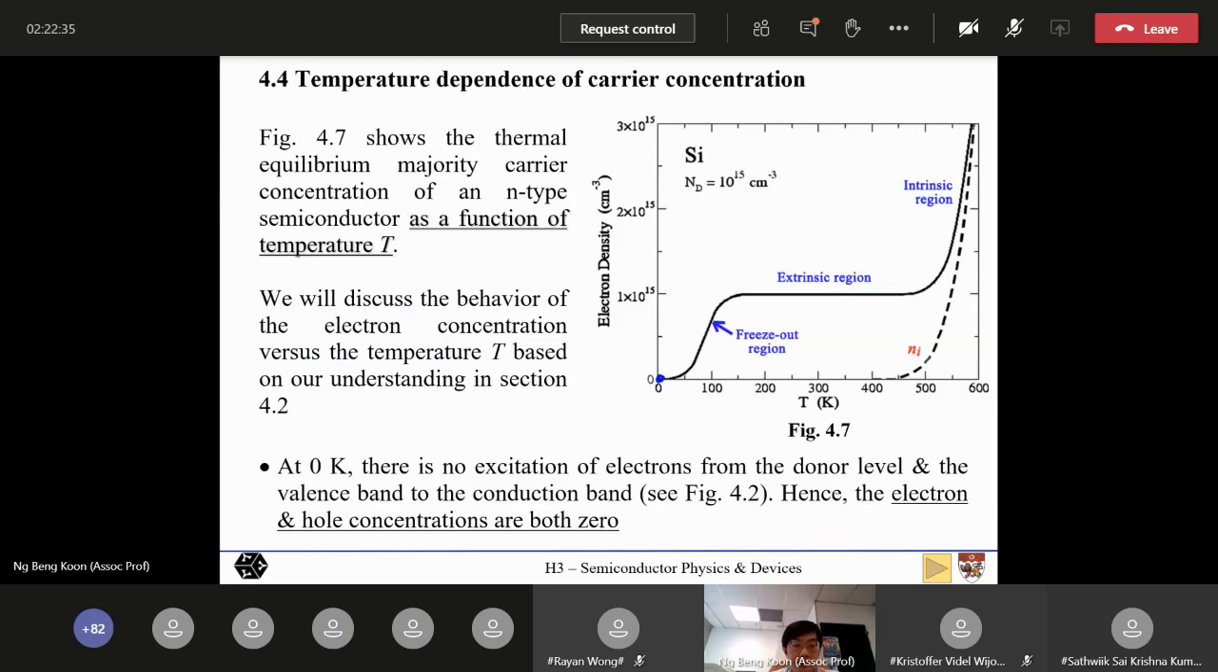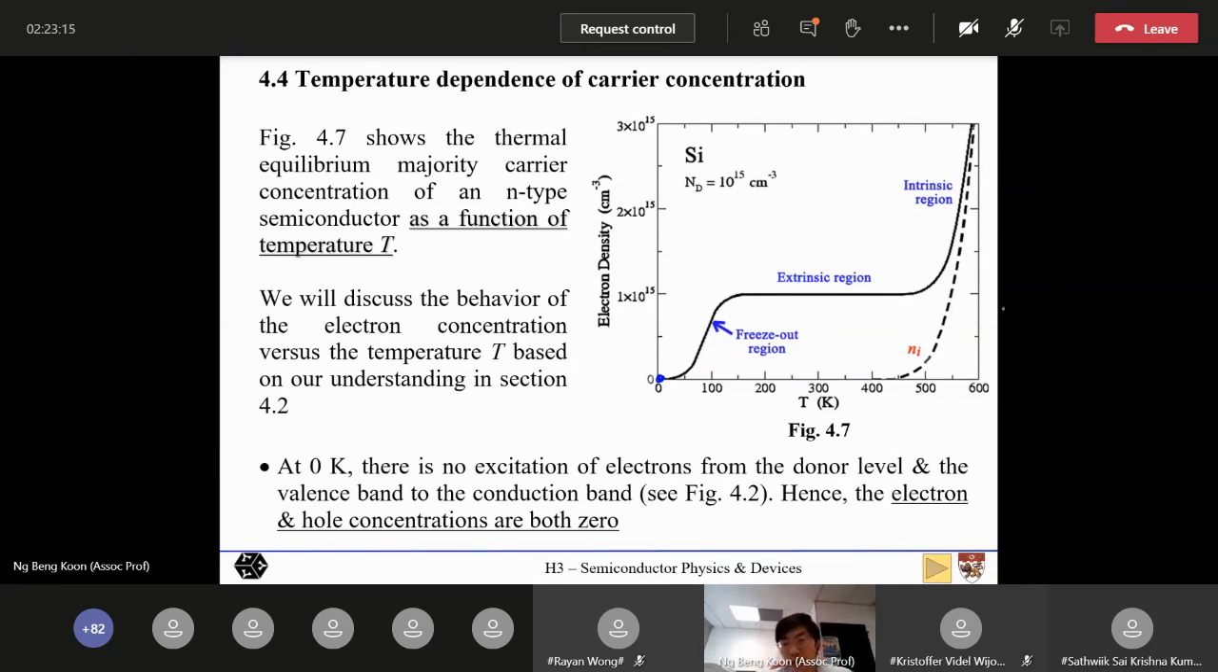Okay, the other thing I would like to quickly discuss is how the carrier concentration varies with temperature. Here we consider the case of an n-type semiconductor, and obviously we know that the dopants will be giving electrons. Electrons are the majority carrier concentration. If you plot the graph of the majority carrier concentration with respect to temperature, this is the kind of graph that you expect to see.